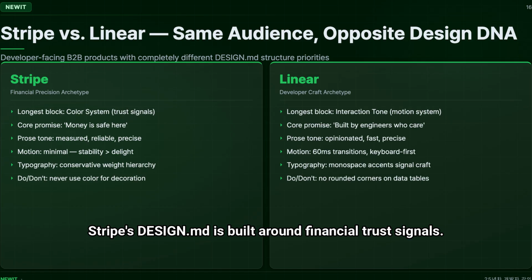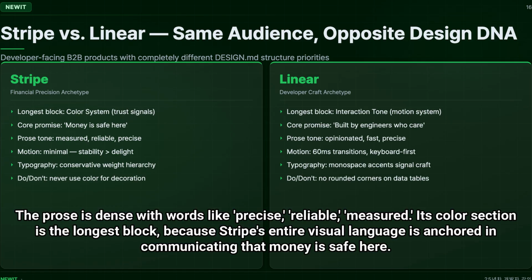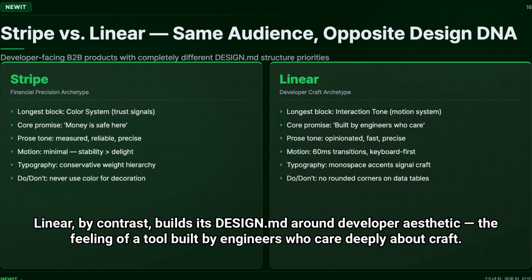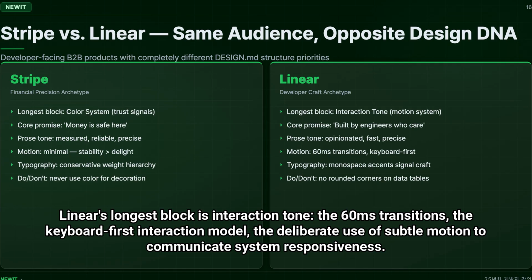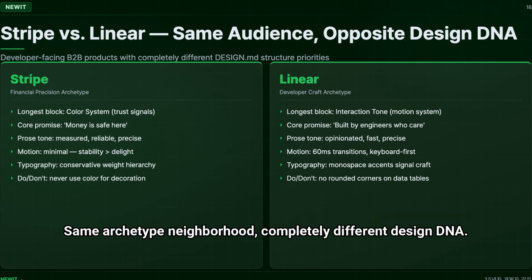Stripe's DESIGN.md is built around financial trust signals. The prose is dense with words like precise, reliable, measured. Its color section is the longest block, because Stripe's entire visual language is anchored in communicating that money is safe here. Linear, by contrast, builds its DESIGN.md around developer aesthetic, the feeling of a tool built by engineers who care deeply about craft. Linear's longest block is interaction tone. The 60 millisecond transitions, the keyboard-first interaction model, the deliberate use of subtle motion to communicate system responsiveness. Same archetype neighborhood, completely different design DNA.